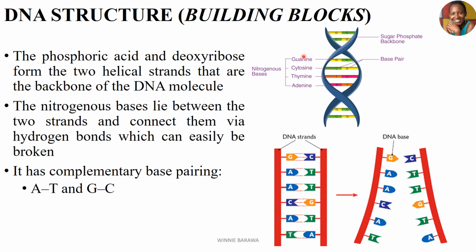We have four nitrogenous bases, that is guanine, cytosine, thymine, and the adenine. And then we have the strand, which is made mostly of the pentose sugar and the phosphate group, which gives us the backbone. So the nitrogenous bases lie between these two strands, and they are connected via bonds, what we call the hydrogen bonds. So the hydrogen bonds normally can easily be broken, and it is for this part that the DNA normally can unwind, or it can open up and enable what we call DNA replication. So we'll see how DNA replication occurs later on.